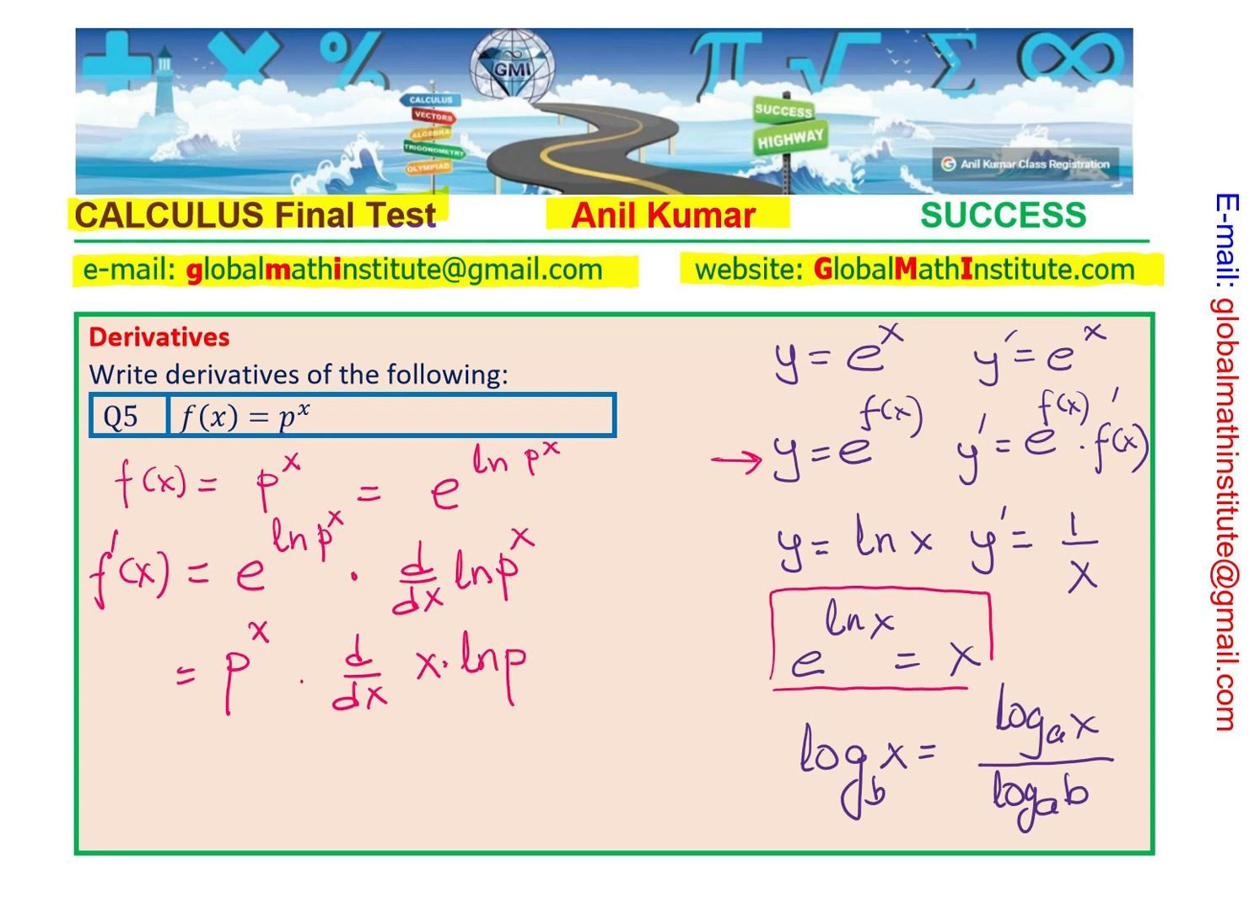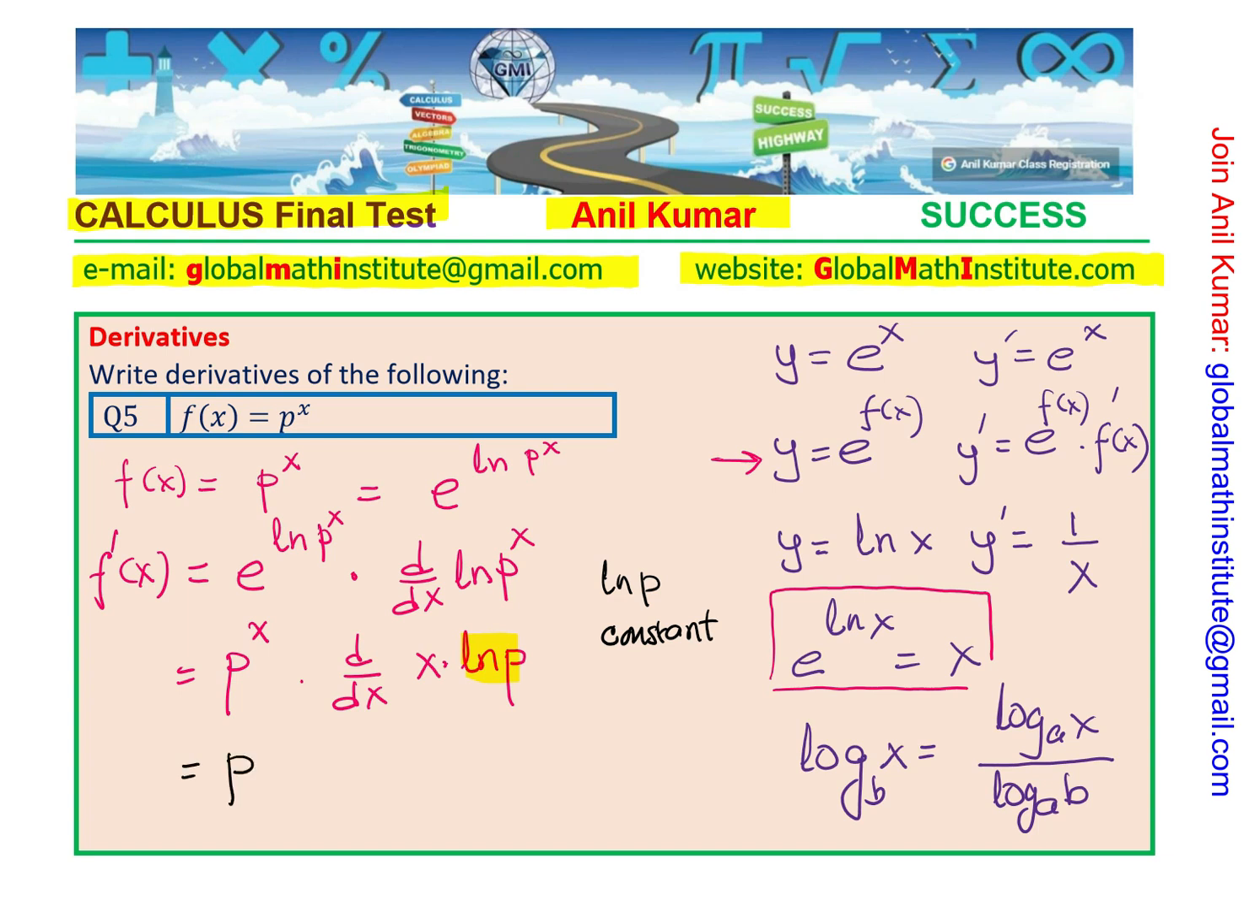Now, you know, ln p is a constant, right? So x times a constant, the derivative should be what? The derivative of x is 1, and so we get ln p here, right? So that becomes the derivative of p to the power of x. I hope the steps are straightforward and absolutely clear. Now that forms a basic result, and it can really help you to answer many complicated questions based on exponential functions.